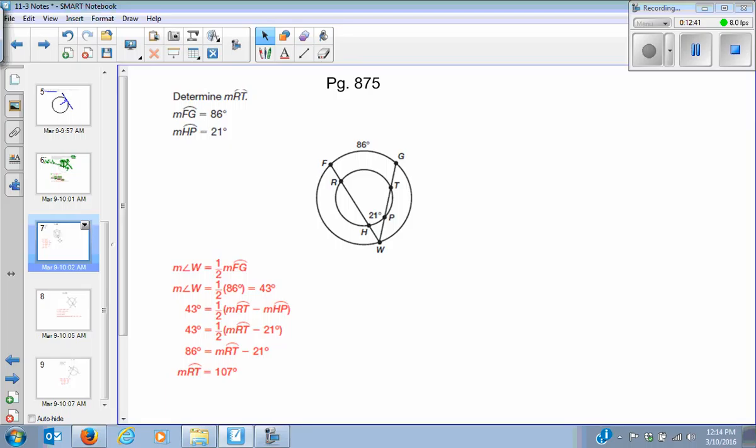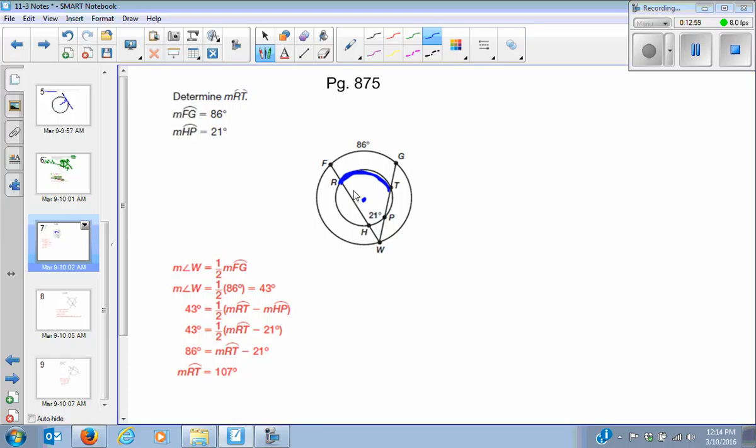Next one, again, is in your book. You can go ahead and try this one on your own. These are called concentric circles because they're circles that have the same center. And so what happens here is, because I know this, they want me to figure out what is RT. They want me to figure out what is this right here.